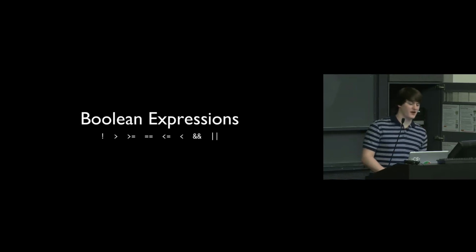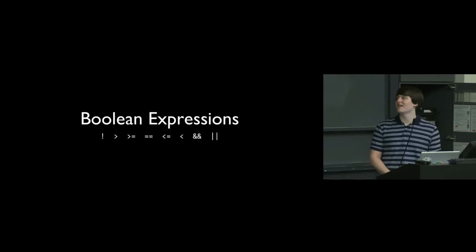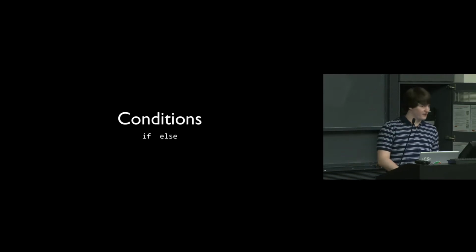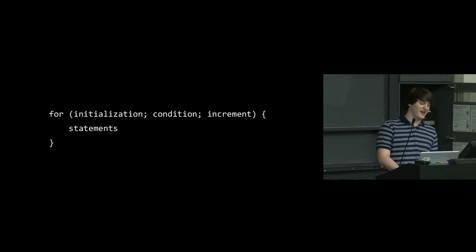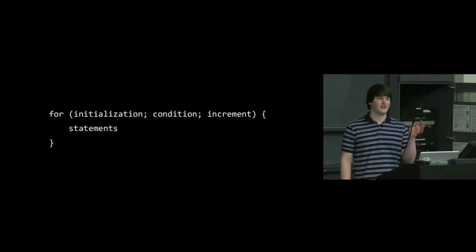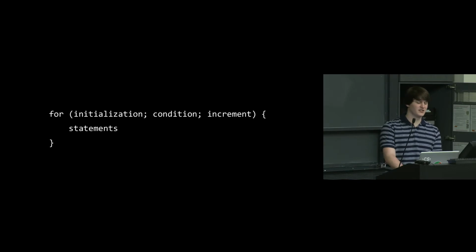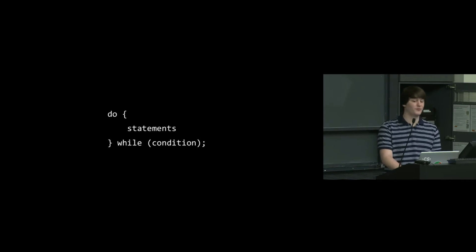Okay. So the Boolean expressions, the very simple ones that you should all be used to at this point. Conditions, we have our regular if-elses. Loops, we have for loops. In JavaScript, you also have the for in. You'll also see that in Objective-C. Regular C does not have that. So we have our regular for loop, regular while loop, regular do while. And all of those will still be usable in Objective-C.